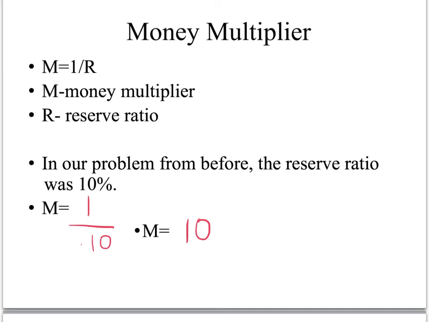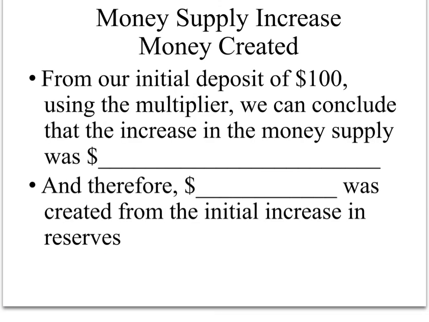So from our initial deposit of $100, using the multiplier, we can conclude that the increase in the money supply was $100 times the money multiplier of 10, which gives us a $1,000 increase in money supply. Therefore, blank was created from the initial increase in reserves. So how much of that money was actually created?